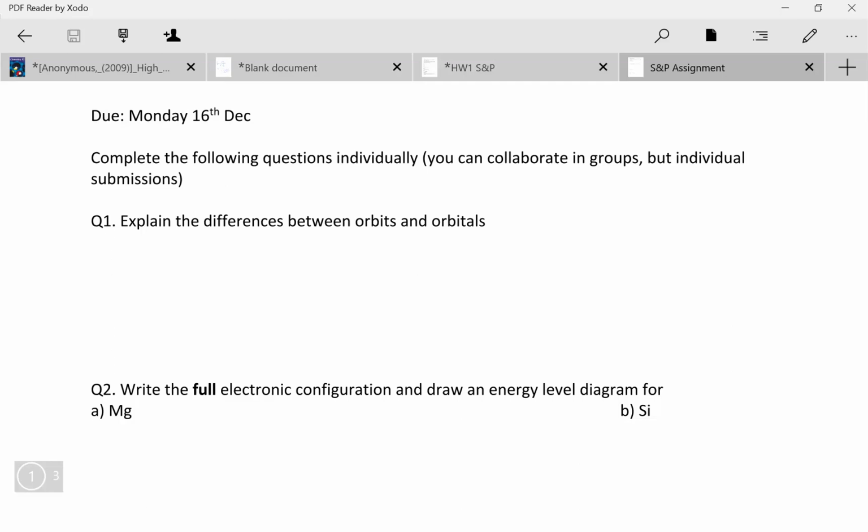Explain the differences between orbits and orbitals. Orbits are well-defined 2D paths around the nucleus that the electron takes. Orbitals are mathematical functions, so to speak, that describe the 3D probability density of the location of an electron around a nucleus.